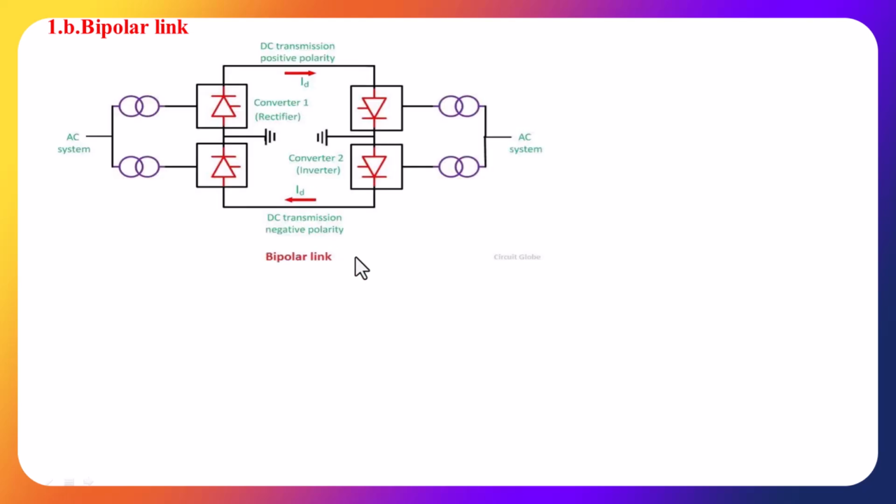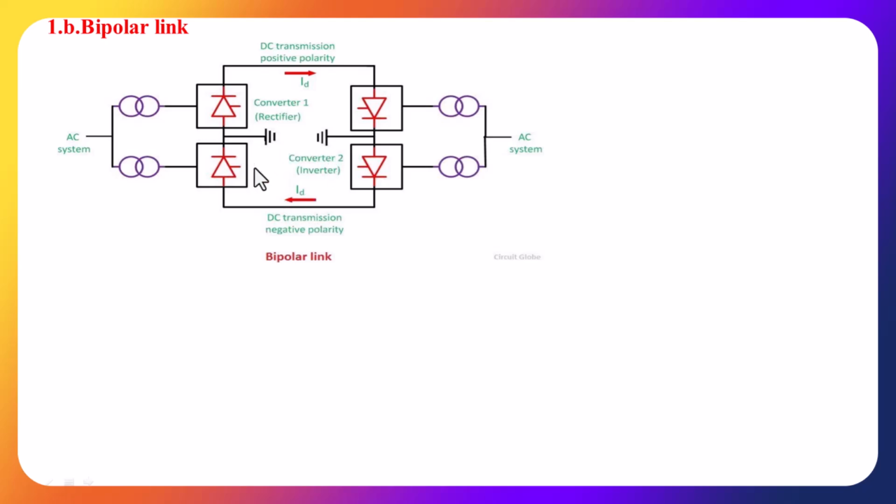Next, we are going to see the bipolar link. In case of bipolar link, two conductors are there. One is the positive conductor, another one is the negative conductor. Now here, at each pole, two converters are there. This is one converter, this is another converter. In the same manner here, this is one converter, this is another converter. Suppose this converter is operating, it will be taking a current in this direction. Now, if the lower converters are operating, it will take a current in this direction.